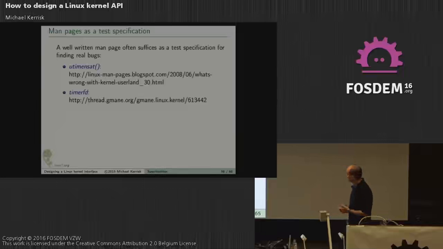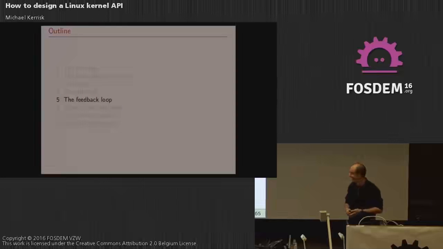And so for these two system calls here, utimensat and timerfd, which is actually a family of system calls, I wrote or co-wrote some of the man pages and then turned around and wrote tests based on the specifications that actually I created, unfortunately. But by that means, I found a bunch of bugs in both APIs.